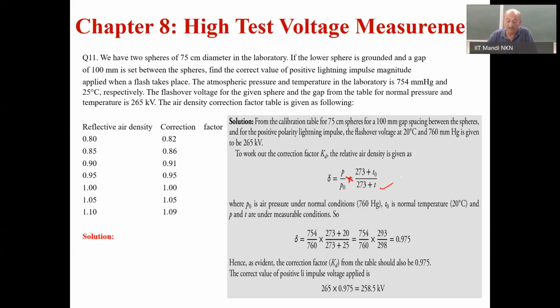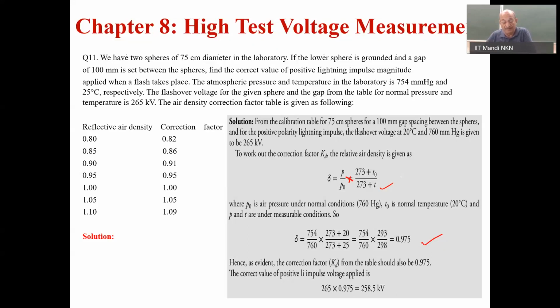So as you see here, the measurement has been done at 754 millimeter of Hg, while 760 is the normal pressure. And 273 plus 20, because the tables are derived for 20 degree centigrade, but you are making your measurement at 25 degree centigrade. That is how you find out the air density factor, and it works out to be 0.975. As you see here, for 0.95 the correction factor is 0.95, and for 1 it is 1.